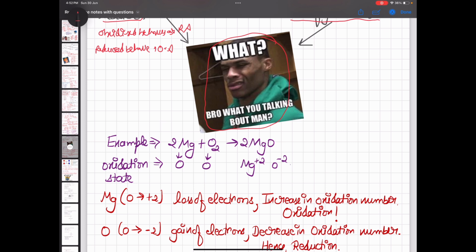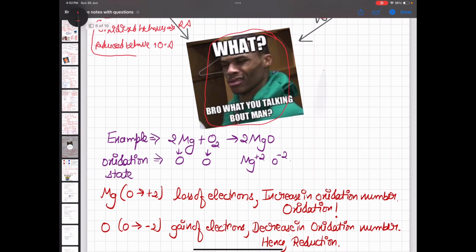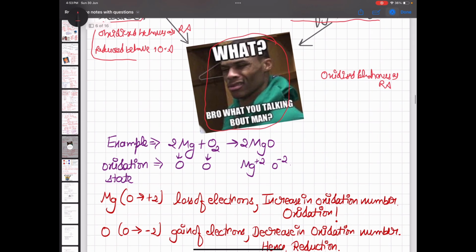But for your exam point of view, only you needed to know this. Now, let's understand in detail. See, so what am I saying here? I am saying what gets oxidized behaves as a reducing agent, and whatever gets reduced behaves as oxidizing agent, right? This is what I'm saying.